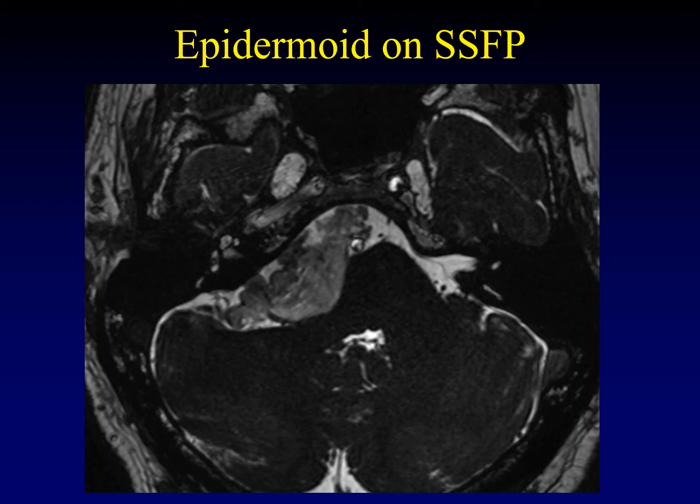Very powerful tool, and we always use, well, I'm a GE shop, so we call them Fiesta. We always use Fiesta when we're looking for residual or recurrent epidermoid tumors, or when we are preparing for surgery and we want to map out the extent of these tumors. Remember, they can intercalate, they can extend through the foramen of Luschka, find their way into the fourth ventricle. It can be very tricky to get the whole tumor out, and so it's really useful to have mapped it out ahead of time for the surgeon.